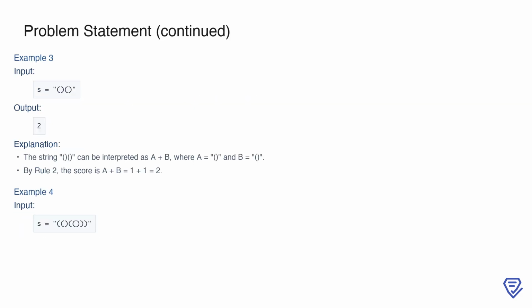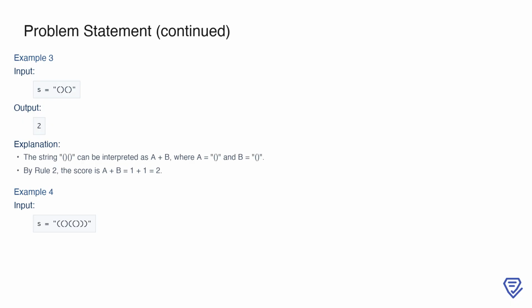Now, consider the input string ()(). This consists of two separate sets of parentheses, which can be interpreted as A plus B, where A is (), and B is also (). Using Rule 2, the score of the string is the sum of the scores of A and B. Since both A and B have a score of 1, the total score becomes 1 plus 1, which is 2. For the fourth example, the input string is (()(())).